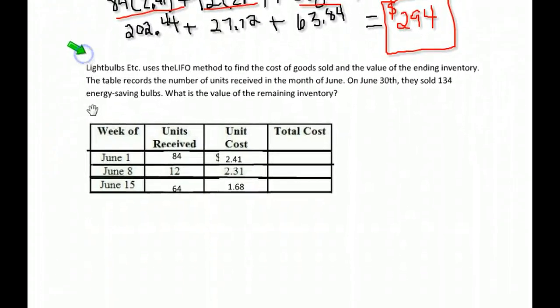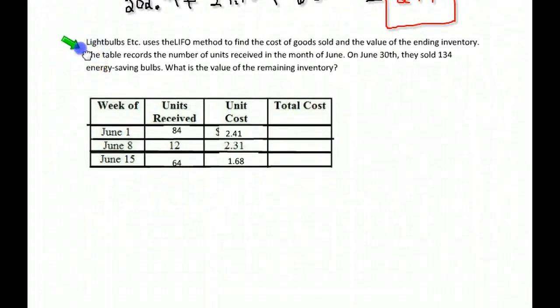Okay, let's do another example. And I changed the question here and didn't change it back. This is supposed to say FIFO. Okay, so remember, first in, first out is what FIFO stands for. They're using the FIFO method to find the cost of goods sold and the value of their ending inventory.